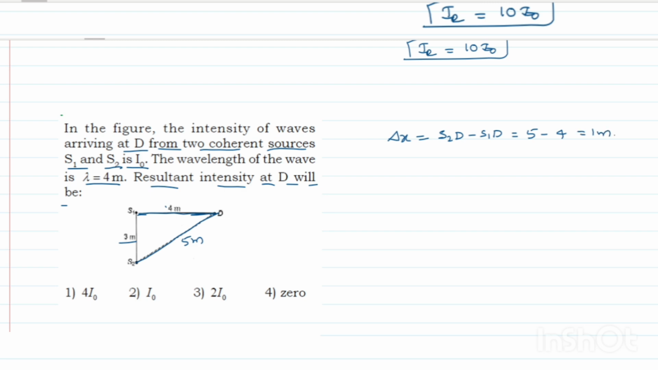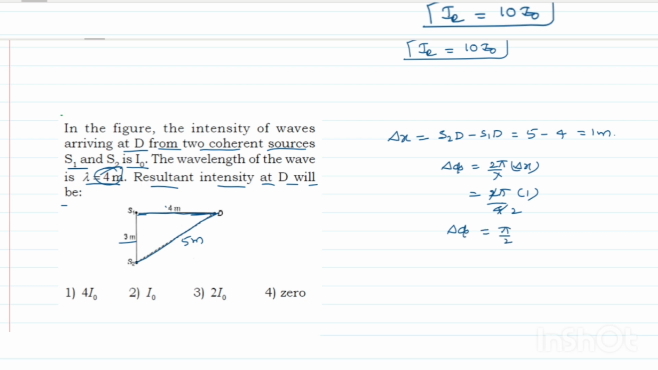Now here the wavelength is given, so you can calculate the phase difference. Delta phi equals 2 pi by lambda into delta x. Lambda is given as 4 meters, and the path difference is 1 meter, so the phase difference you get is pi by 2.